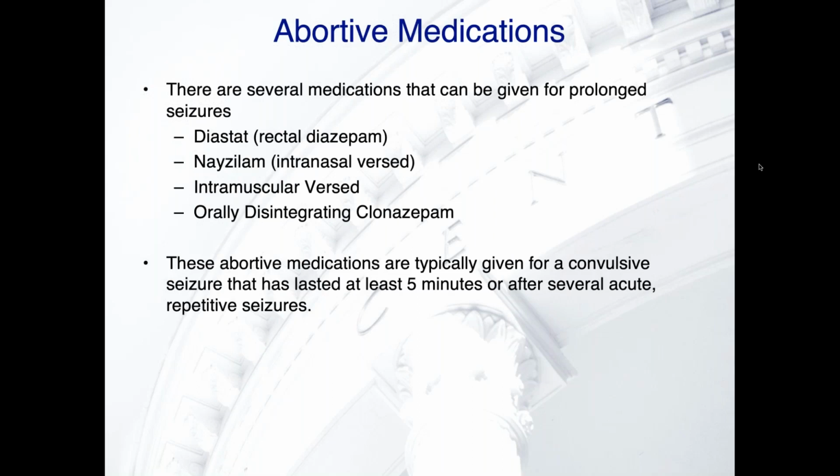There are several abortive medications that are given for prolonged seizures. The most common is Diastat, and Diastat is a rectal preparation of Valium. Until recently, it was the only medication approved by the FDA for the treatment of a prolonged seizure. Just within the last year, we've had Nayzilam, which is intranasal Versed, approved, and there are a couple of other things which healthcare providers sometimes use. These are normally used for people who have a seizure that goes on for more than 5 minutes, or by someone who has several acute repetitive seizures, meaning several seizures in a row.